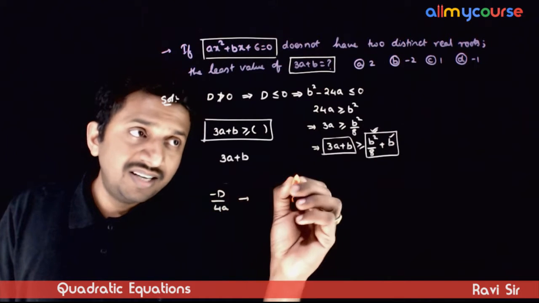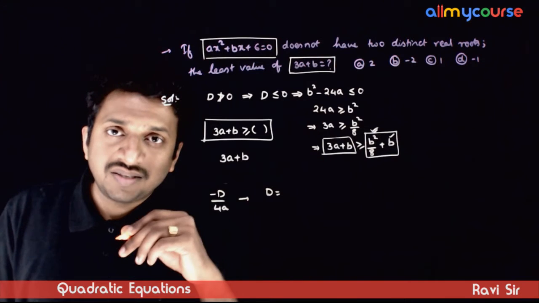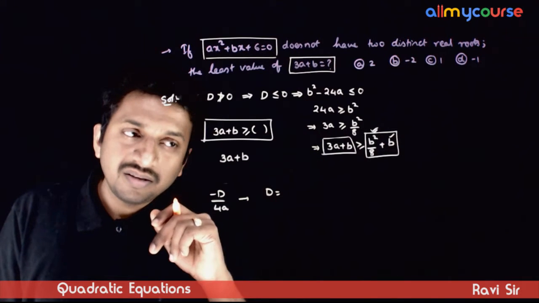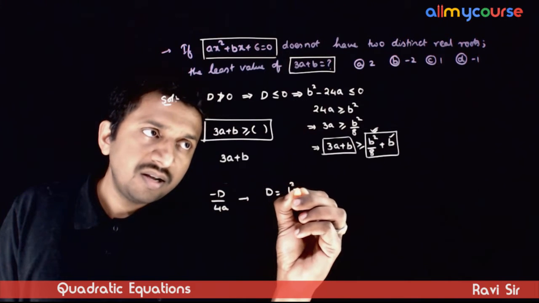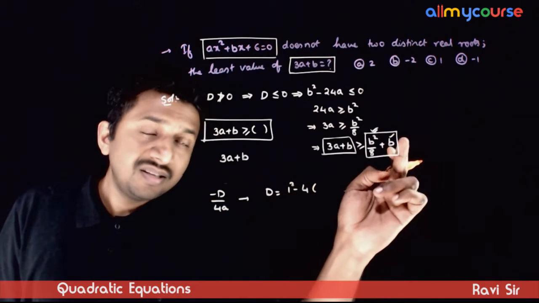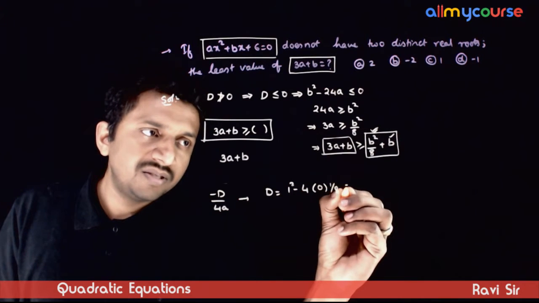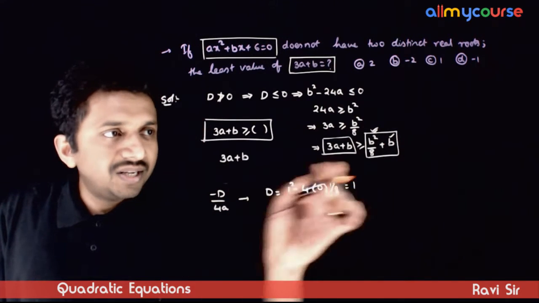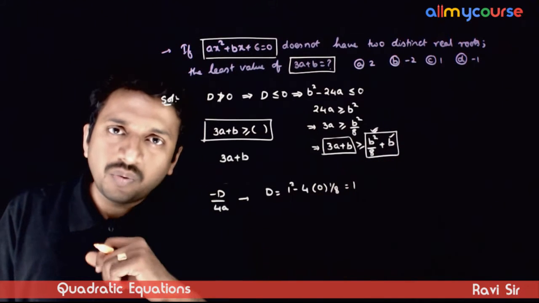So what is the discriminant for this? Discriminant is b square minus 4ac. This is a quadratic in b, so the coefficient of b is 1. So 1 square minus 4 times the constant term, which is 0, times 1 by 8, is equal to 1. So the discriminant of this quadratic in b is equal to 1.